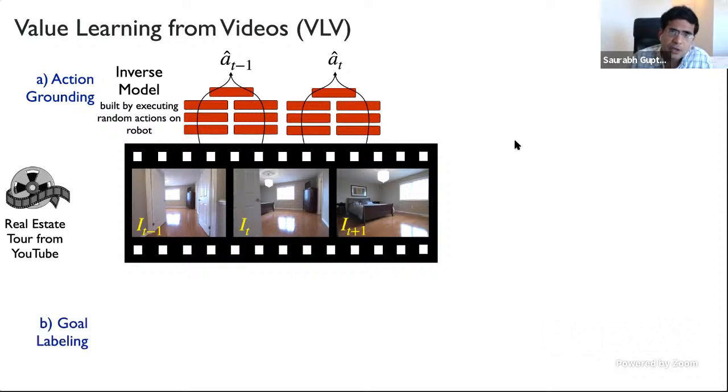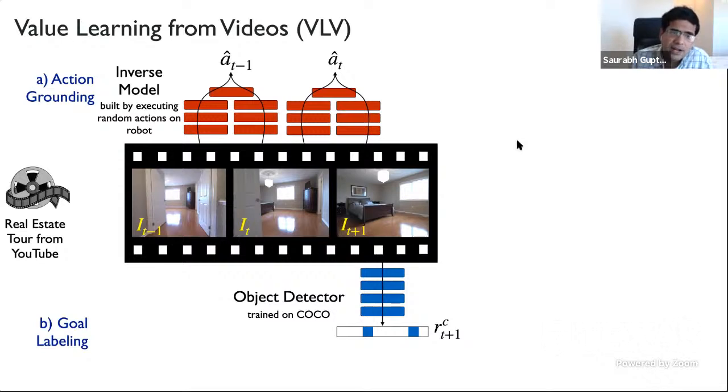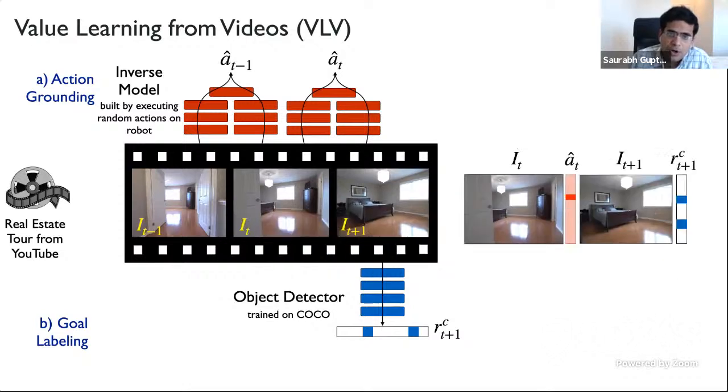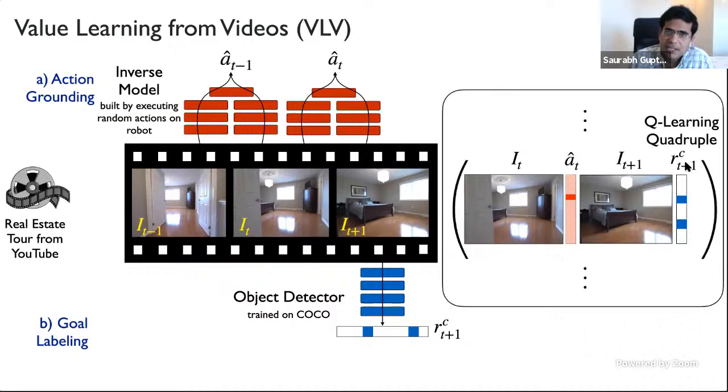I basically label goals. I run an object detector that has been trained on the COCO dataset, and I get whether this image contains an object of interest or not. And I put all of these things together: image, action, next image, and whether I got a reward or not. This basically gives me a Q learning quadruple.